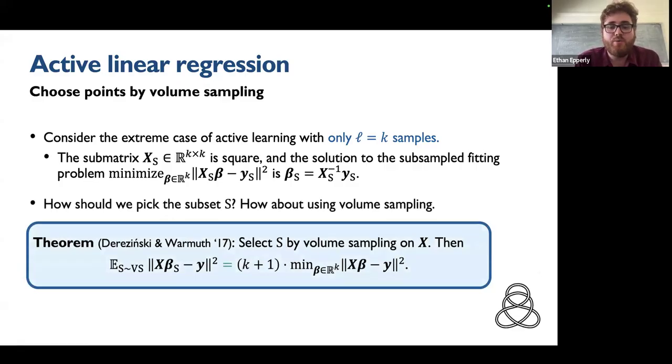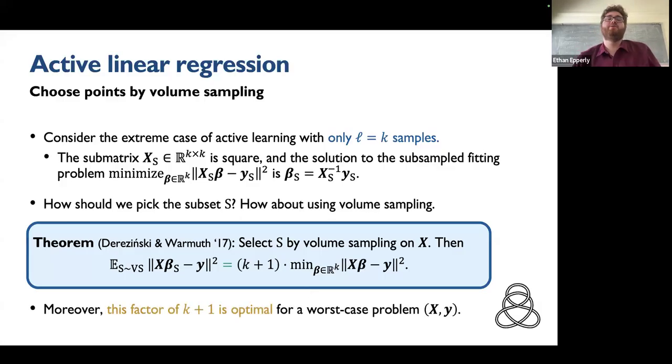Now, let's turn to the question of how do we pick this subset S? Given the toolbox of things we know how to do already, the natural approach is to use volume sampling. This approach was proposed and analyzed by Dereziński and Warmuth 8 years ago. They showed that if you select S by volume sampling, then the expected least squares residual, where the expectation is taken over all subsets S drawn from the volume sampling distribution, is equal to K plus 1 times the minimum least squares residual over all betas. This is the global least squares residual. And I should emphasize this is an equality in this theorem.